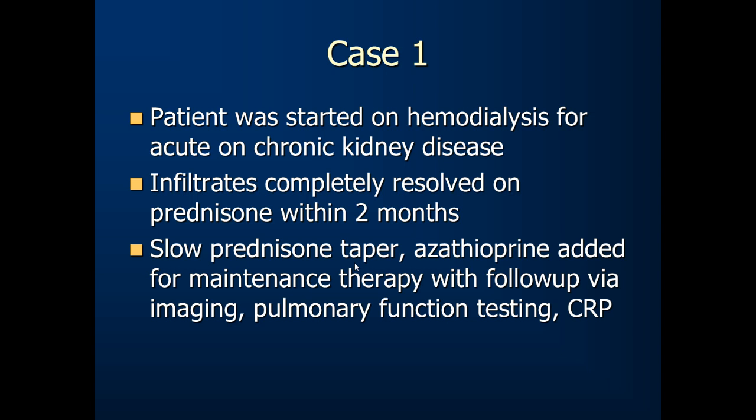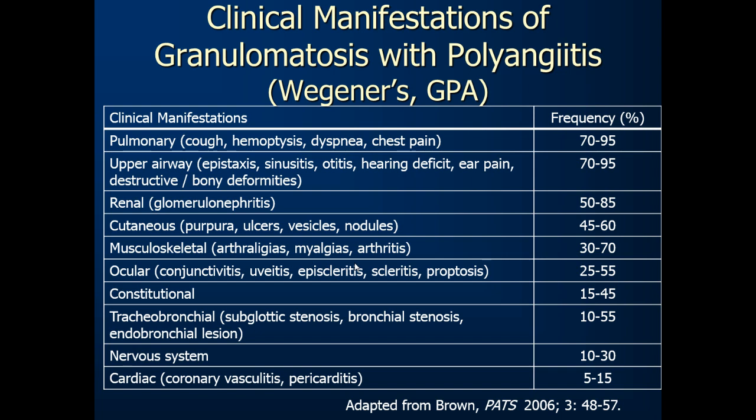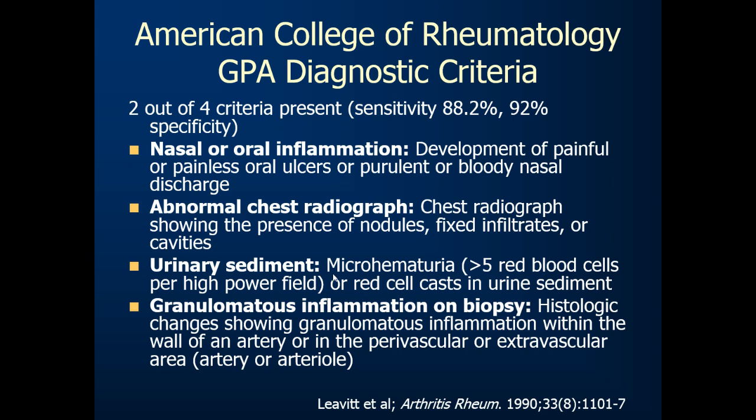So we'll talk about what would ideally have happened with her, and how we would treat, in terms of induction and maintenance. For her, she was MPO positive, but she seemed to fit probably more into granulomatosis with polyangiitis. In terms of the features, she did have pulmonary involvement, renal involvement, and potentially upper airway involvement, because she did have hearing loss as well. And she met the criteria where she had a urinary sediment, she had granulomatous inflammation on biopsy, and fixed infiltrates.